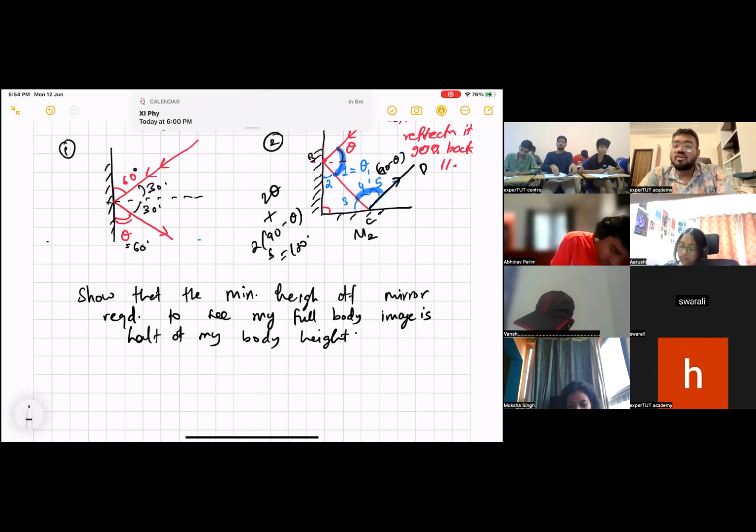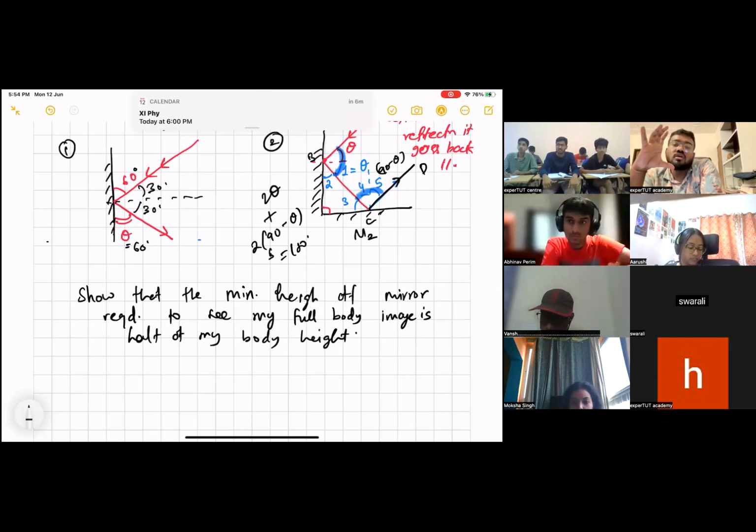So for example, if you're standing in front of a mirror and let's say your height is 1 meter, 100 centimeters. If you have a small 10 centimeter mirror and you go far enough from it, you will not be able to see yourself. You can try this out. You will be able to see your full body image only if the mirror height is at least 50 centimeters, half of your body height.